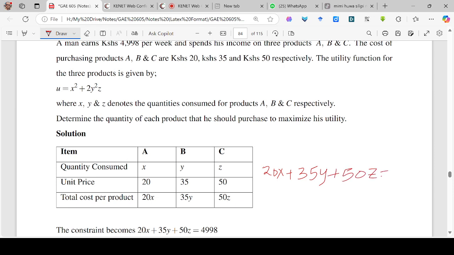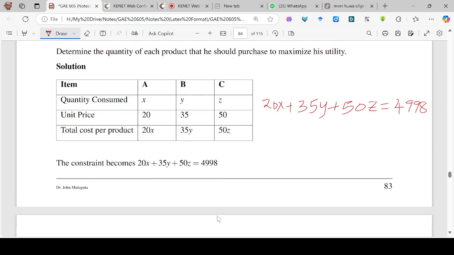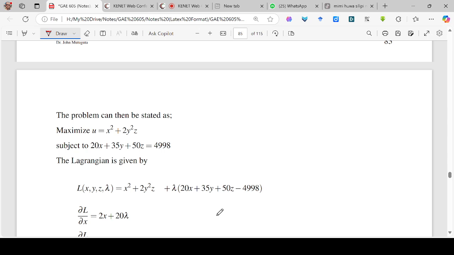And remember, this person earns 4,998. It is assumed that this person spends all his money on the 3 products, so this is the constraint function. Now the problem can be stated as: maximize U equals x squared plus 2y squared z, subject to 20x plus 35y plus 50z equals 4,998.